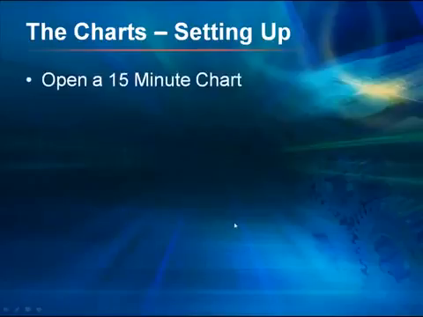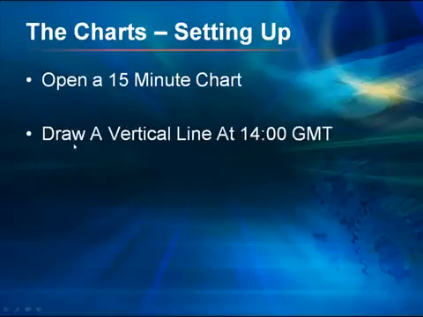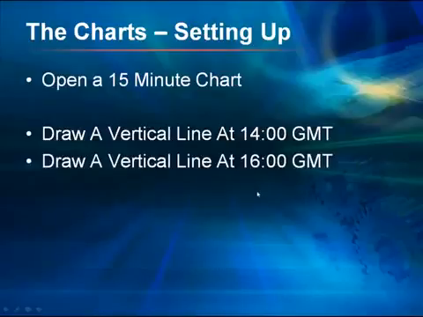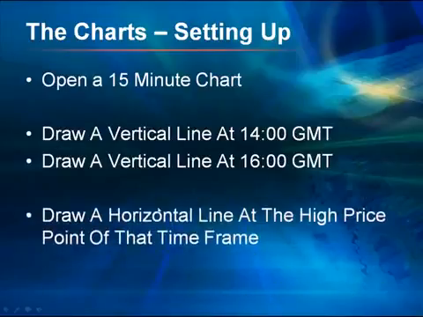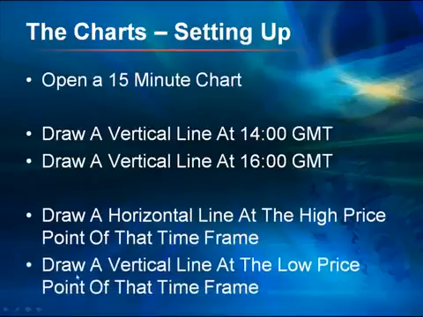You need to open a 15-minute chart. The system is intended to be traded on the 15-minute charts. On that chart, you draw a vertical line at the 1400 time, and we're talking Greenwich Mean Time here. We draw another vertical line at the hour 1600, and again, Greenwich Mean Time is the time zone we're using. And then we draw a horizontal line at the high price point of that time frame, and another at the low price point of the time in between. So we're going to draw 4 different lines on the chart. Instead of using indicators, we're just going to draw some lines with this system.